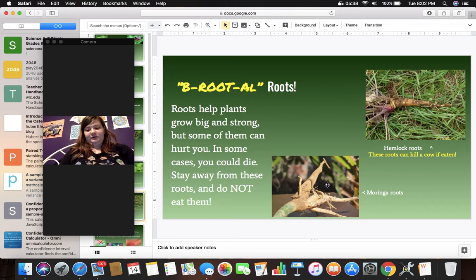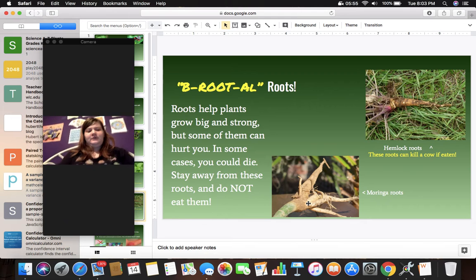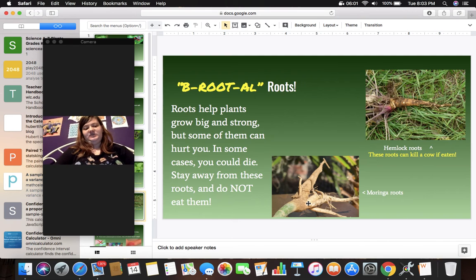And then these are moringa roots, and just like the pyracantha berries a few slides back, if you were to touch or eat these, you could get some mild stomach pain. They might not kill you, but they're certainly not as dangerous as the hemlock root, but you still don't want to touch them or eat them. So, what do you think you should do if you encounter some of these plants and you touch them on accident? I'll give you some time to think about this.